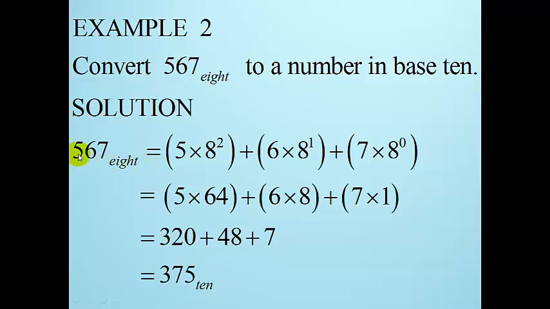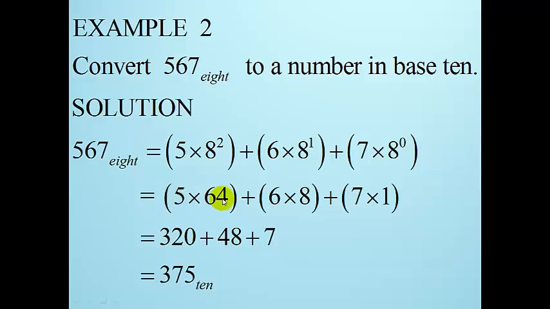Now after multiplying the digit by the base, we raise the base to an exponent from the right to the left, starting from 0. So we have 0, 1, 2. Now 5 times 8 squared. 8 squared is equal to 64. 8 raised to the power 1 is equal to 8. 8 raised to the power 0 is equal to 1.